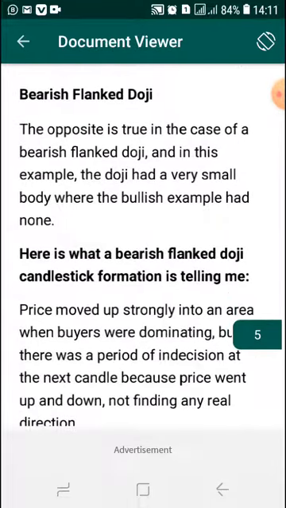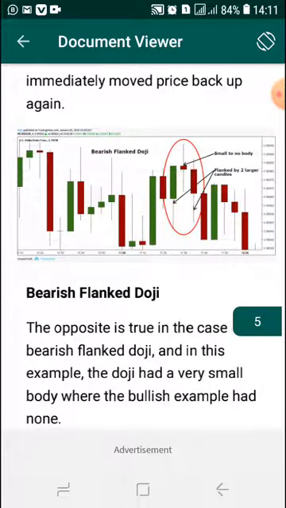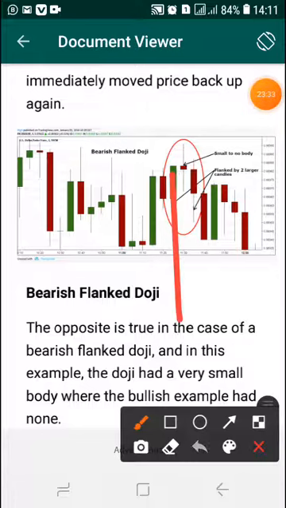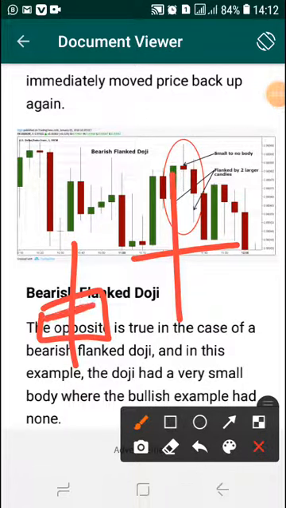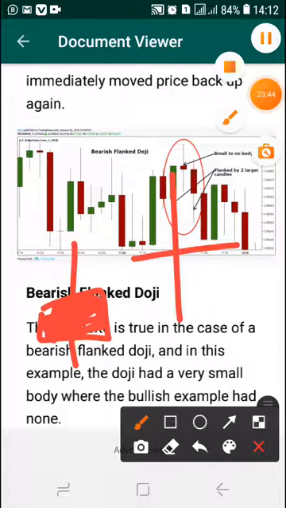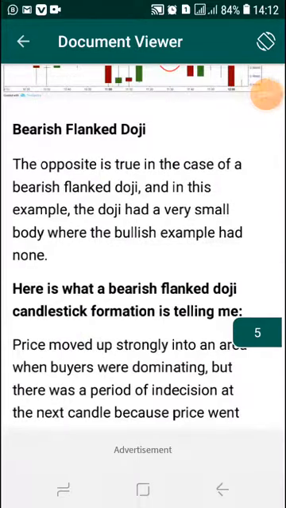Bearish reflected doji, the opposite of the previous case. And in this example, the doji had a very small body. It did have a body, and the previous one didn't have a body. The previous one was like this, this one is like this, right? So remember, you need to always confirm these signals with another system. The doji had a very small body where the bullish example had none.